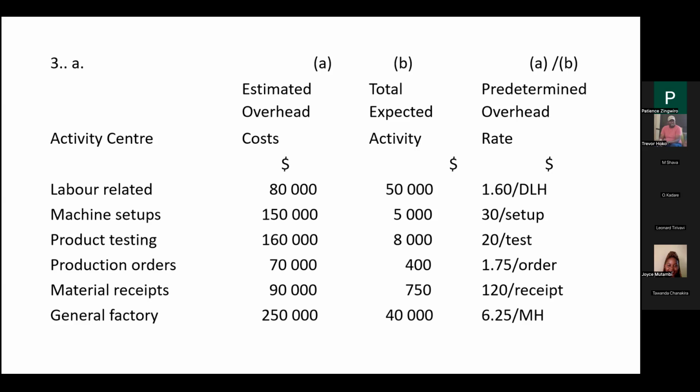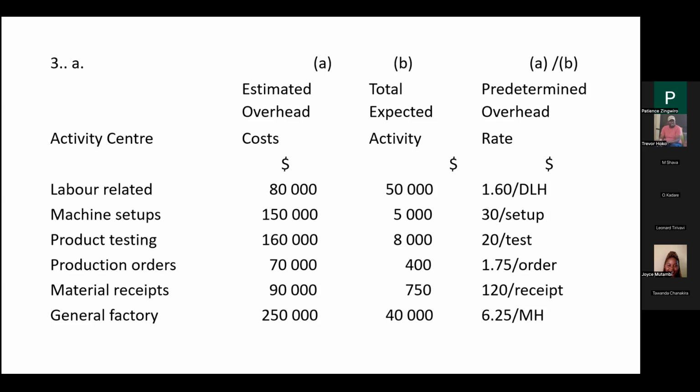So you can see now on the solutions, we have put in there the activity-based centers on the first column, and then the estimated overhead costs as they are given on the data above there. We have named that estimated overhead cost as A, and B is your total activity, the expected activity, which is also shown above there. So we want to calculate the predetermined overhead rate for each activity center. So we divide A by B to get a predetermined overhead rate for each center.